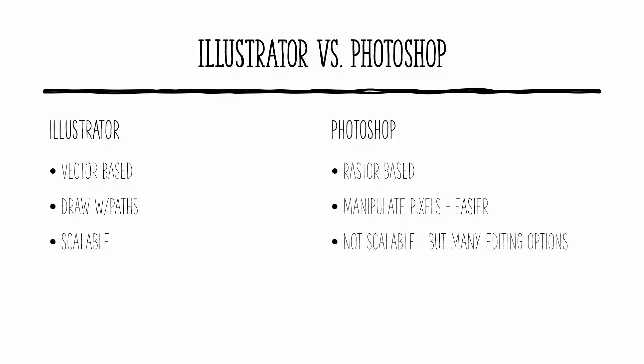But the thing about Photoshop is you have a ton of editing options. You have a ton of tools you can use to manipulate those pixels. For instance, you can use a healing brush tool to remove blemishes. You can use a regular brush tool to paint, to add color, to change colors. You can use masks. And if you've used Photoshop, which I'm assuming you have, then you know how versatile it is. But the main drawback is that it's not vector-based. So it's not infinitely scalable like Illustrator.